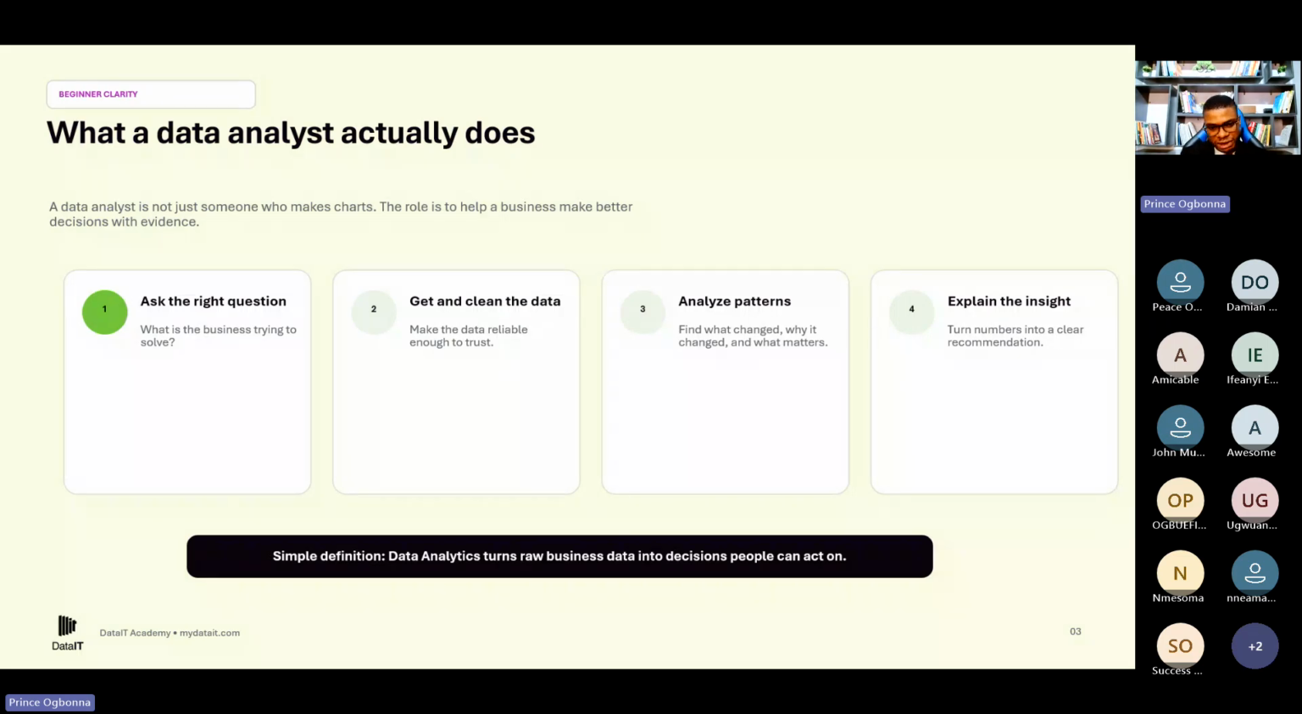Then a simple definition: a data analyst turns raw business data into decisions people can act on. So if we say that customers in Lagos are ordering more than customers in Ibadan, now how can the business help or activate customers in Ibadan to scale up? So that's the action, and that is the recommendation you're going to make. Also, as a data analyst, you are not just giving insights, you're also making recommendations for people.